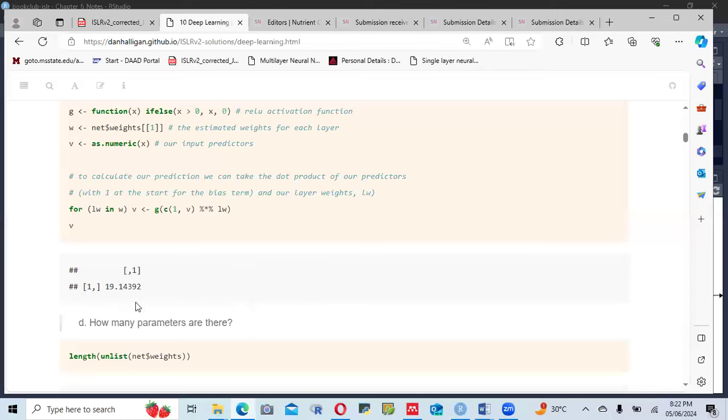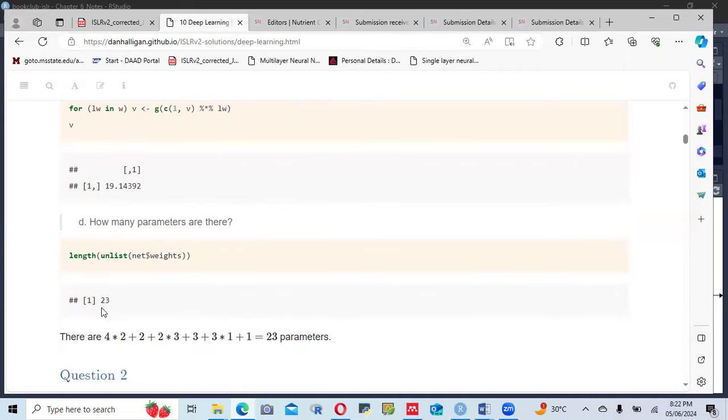In order for us to get that, we are using the length. We need to unlist because we are having a list. So we need to unlist the value from the net dollar sign weight. So to get all the values, we can see that in total we have 23 parameters in the model. So they are 4 times 2 plus 2, plus 2 times 3 plus 3, plus 3 times 1 plus 1. So in total, we have 23 parameters present in this model.